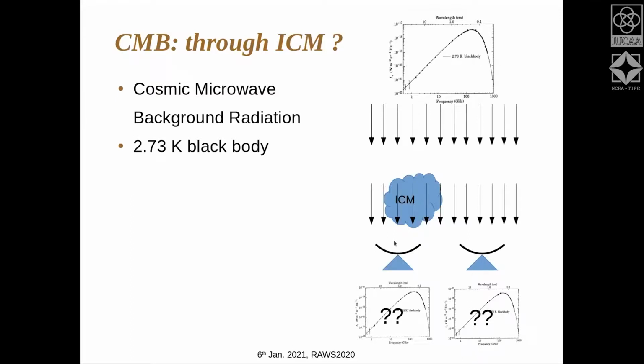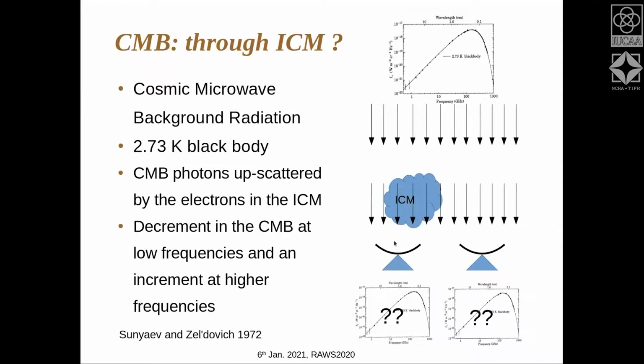Is there a difference? This is what was proposed earlier and then measured. These CMB photons, so these are microwave background photons, are upscattered by the electrons in the ICM, and therefore in the spectrum they will lead to a decrement at the low frequencies and an increment at high frequencies, because they will basically upscatter these photons and they will appear as a high frequency population.